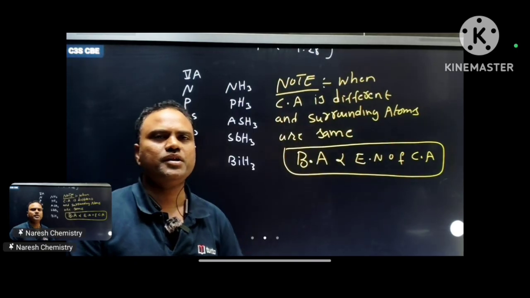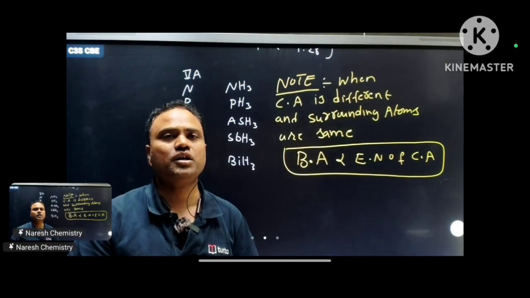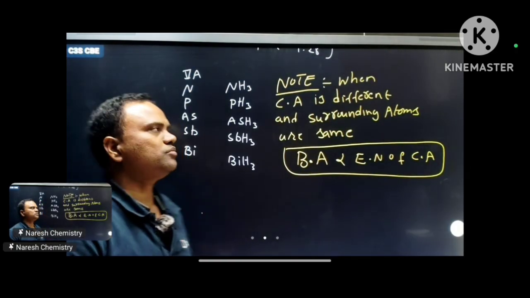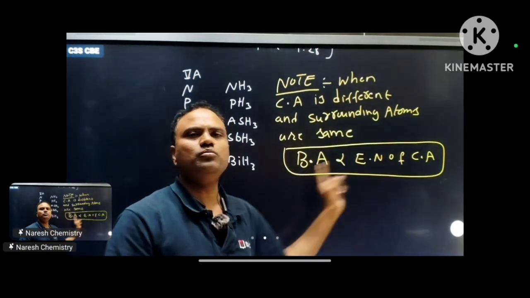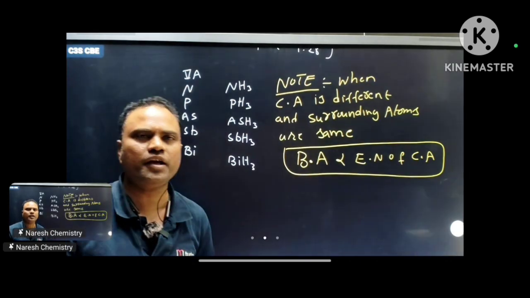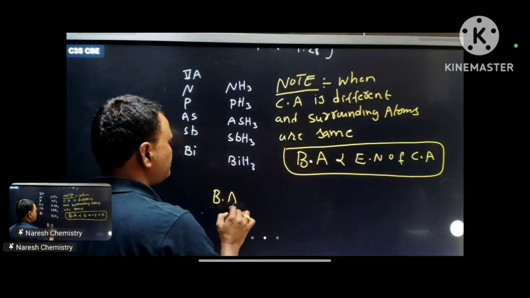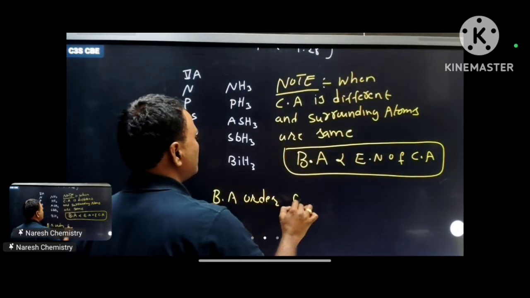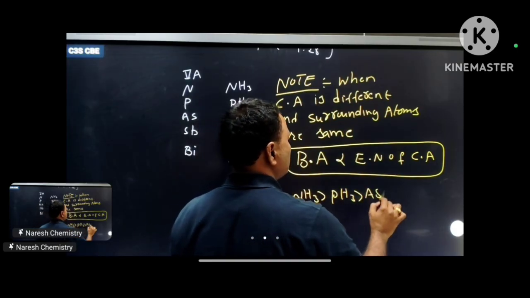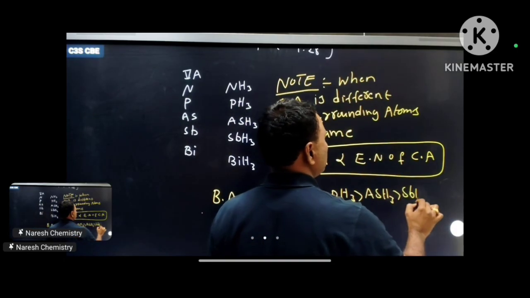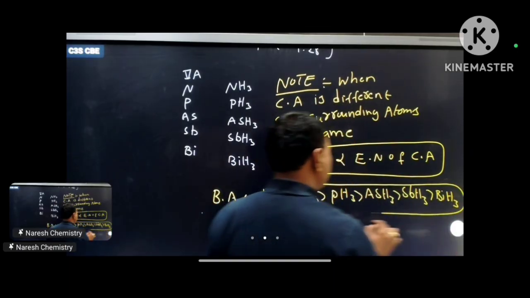You know, in the periodic table, what happens to electronegativity when we move down the group? Electronegativity decreases. Nitrogen is more electronegative. If electronegativity is more, then the bond angle is more. So NH3 has the greater bond angle. So the bond angle order is NH3, PH3, AsH3, and SbH3. Okay, note it down. I'll take the attendance.